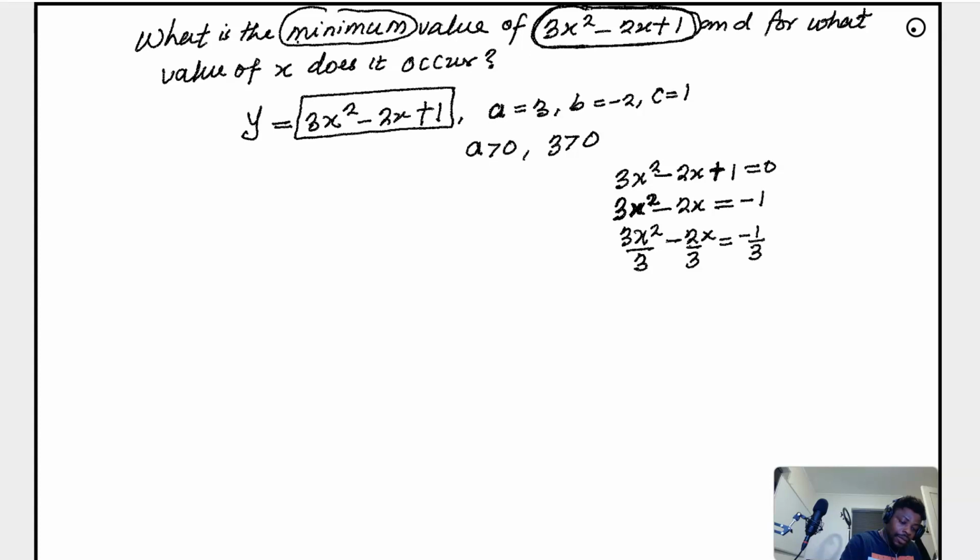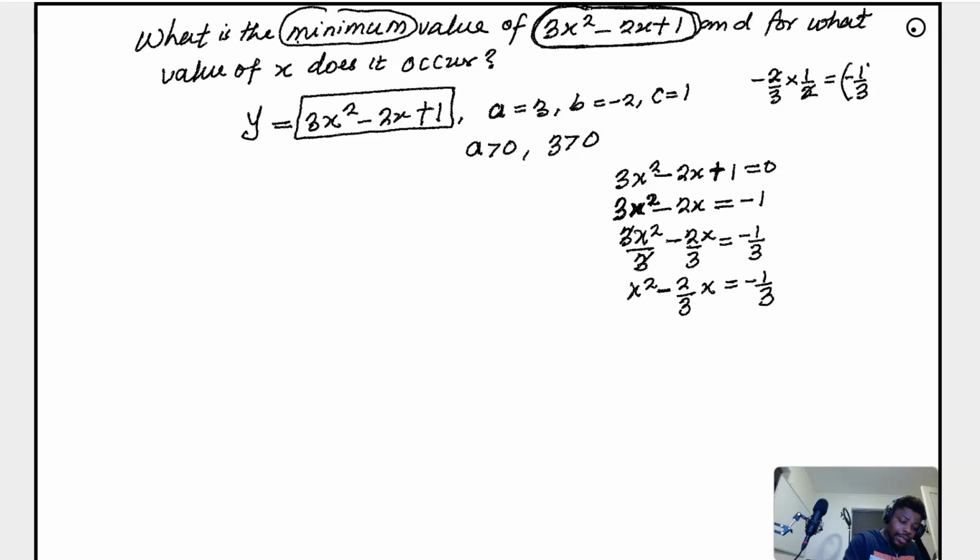Divide through by 3. So this is x squared minus 2 over 3 x equals minus 1 over 3. So here, you will have the new coefficient of x. My coefficient of x, as far as I know, here now is minus 2 over 3. You have it. So that is minus 1 over 3.